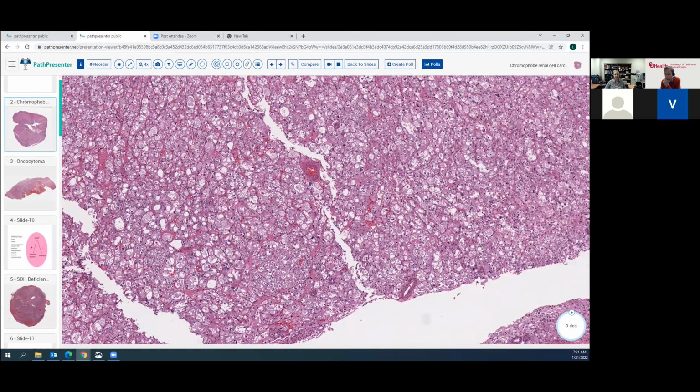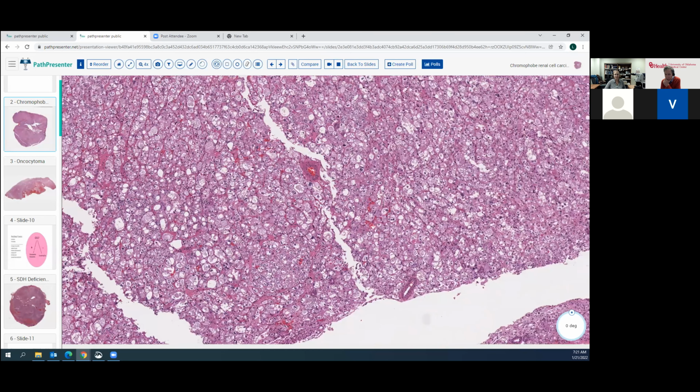So I put together a chart for you all that quickly discusses the differential diagnosis. Here's the eosinophilic solid and cystic RCC and the immunohistochemical findings that we had gone over.